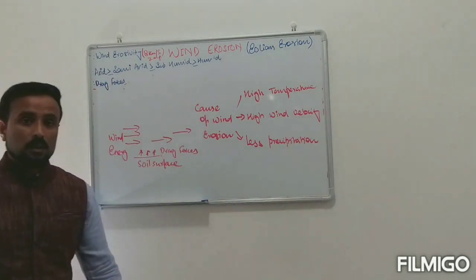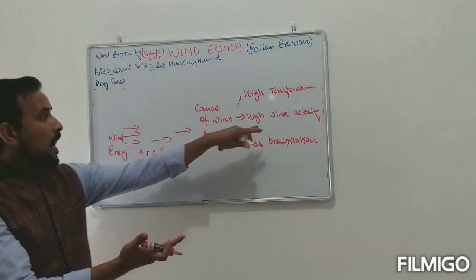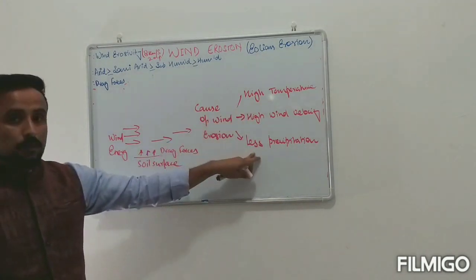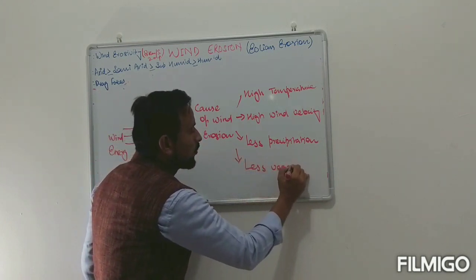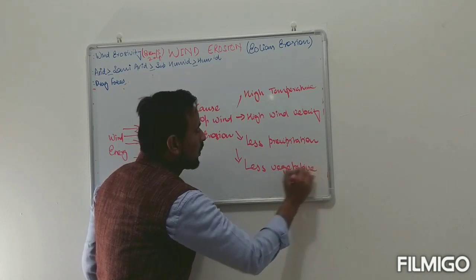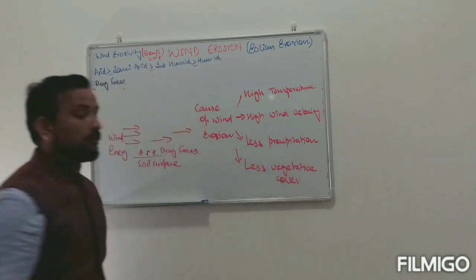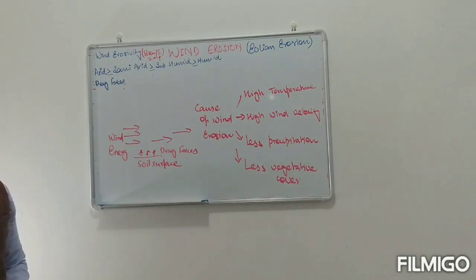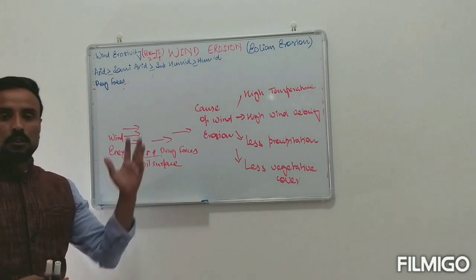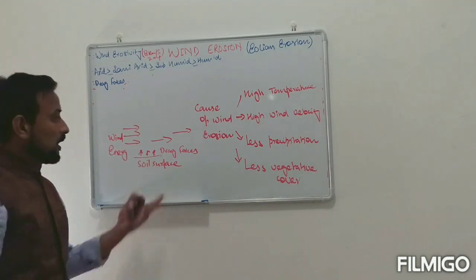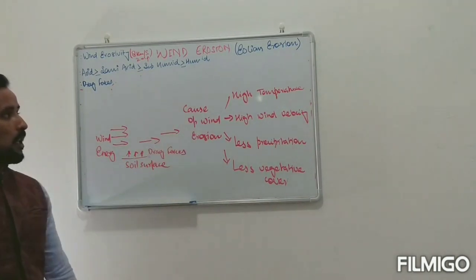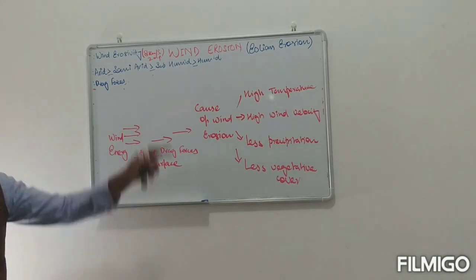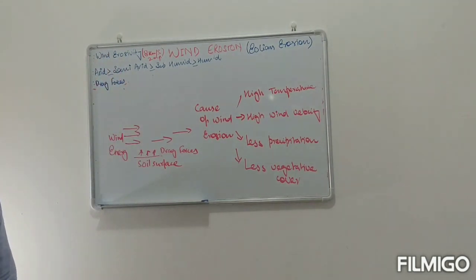Right? Less precipitation. If these three combinations are there, high wind velocity, high temperature, less precipitation, and less vegetative cover, right? If these 3-4 combinations work together, there is bound to happen this kind of wind erosion, right? So this is basically what the causes of soil erosion are, right? Then I use the term wind erosivity, right? Wind erosivity is the ability of wind to cause the erosion, right?